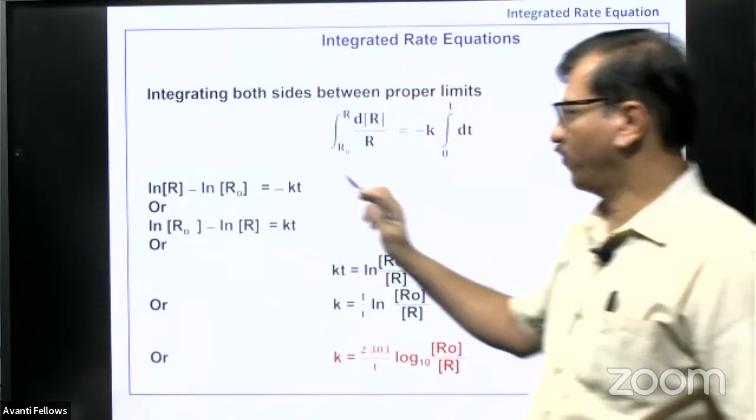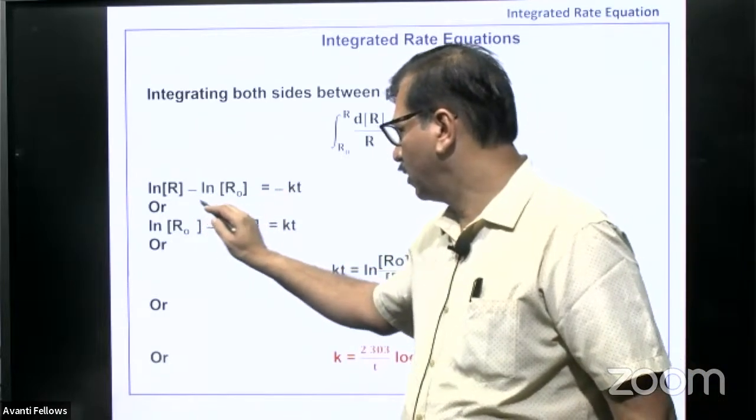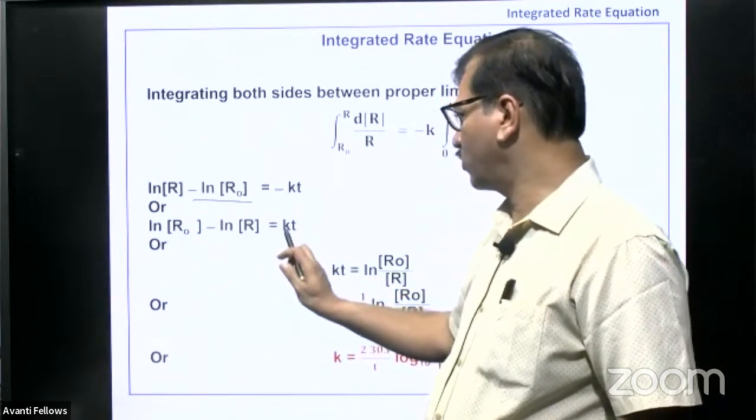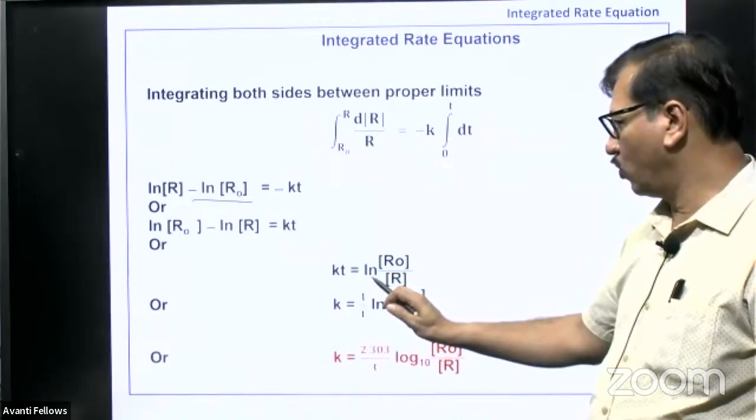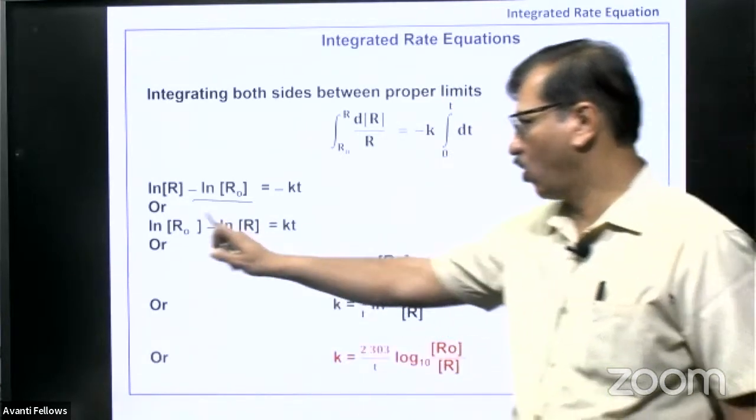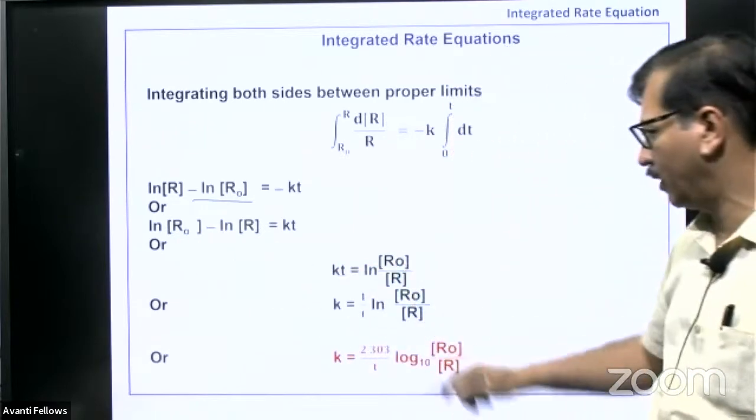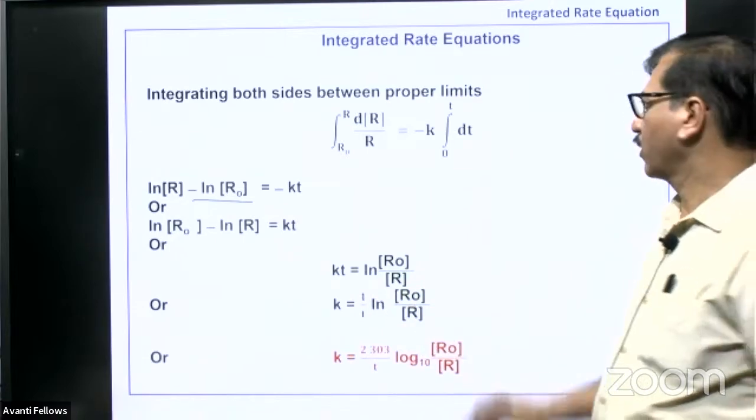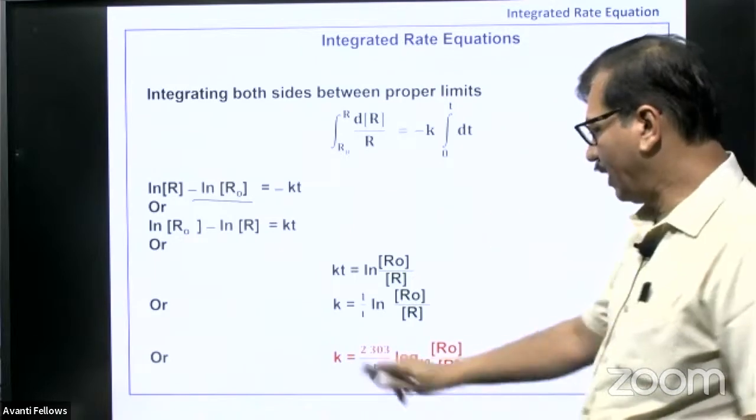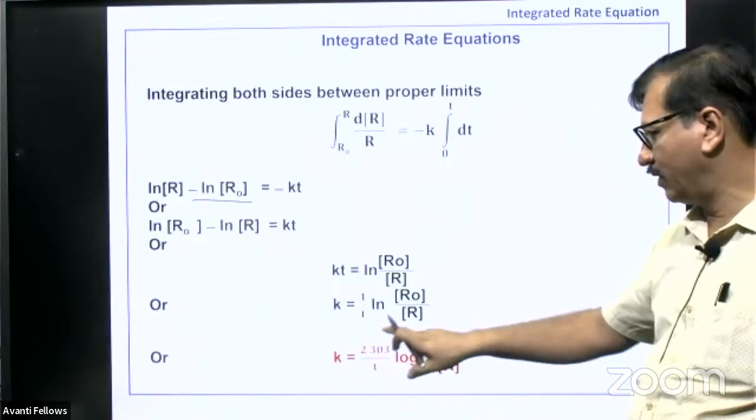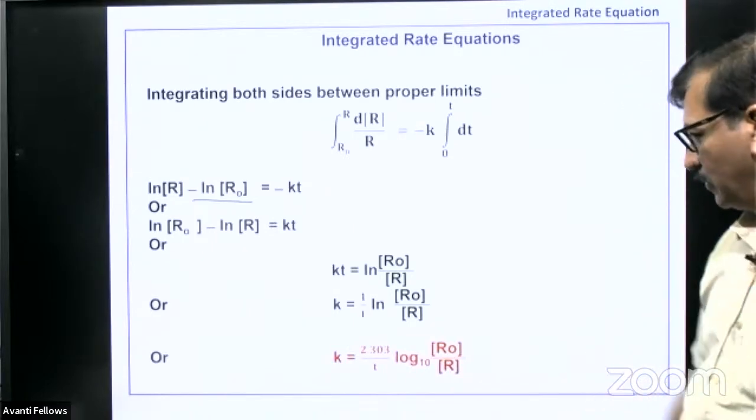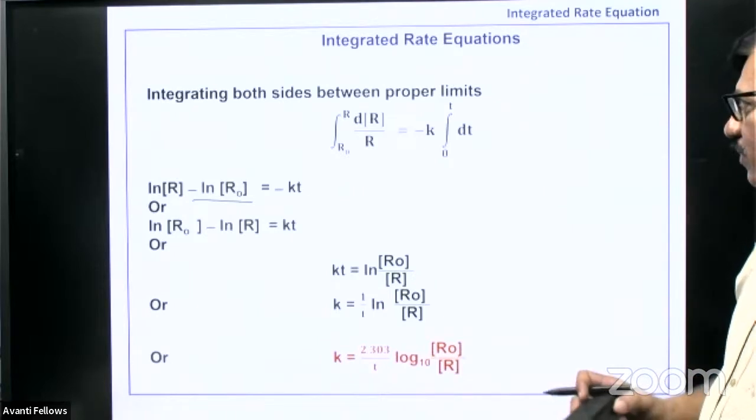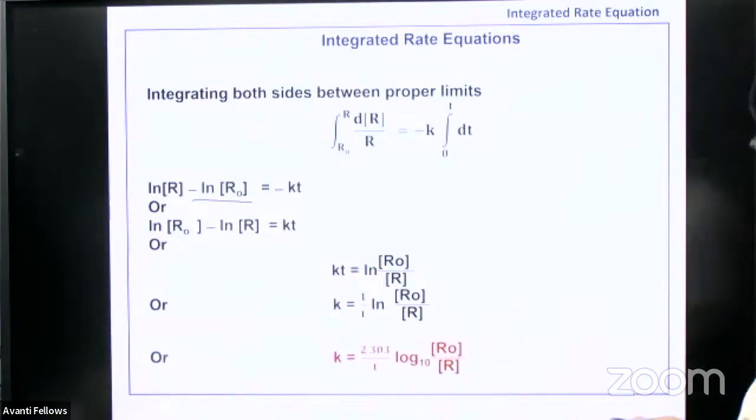So constant of integration is taken here, right? Minus ln r naught. So ln r naught minus ln r is equal to kt, or kt is equal to ln r naught by r. Log of a minus log of b is log of a by b, that formula. And therefore k is equal to 1 by t ln r naught by r. If you convert this into log to the base 10, then the multiplication factor is 2.303. So k is equal to 2.303 by t log of r naught by r. So this is the integrated rate expression for it, right?